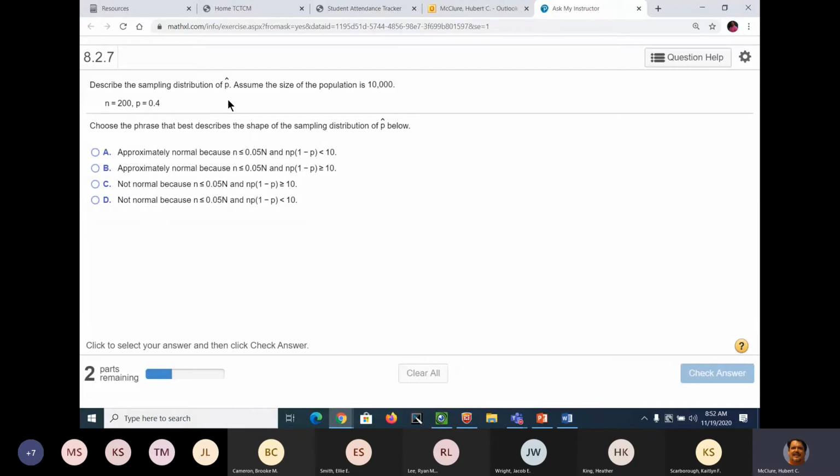Describe the sampling distribution. Assume the size of the population is 10,000. Okay, they want you to test this. As I told you in the 8.2 presentation, you've got to make sure that npq is greater than or equal to 10, and you've got to make sure that n is less than or equal to 0.05 of big N.